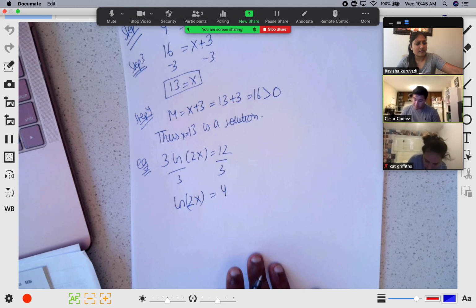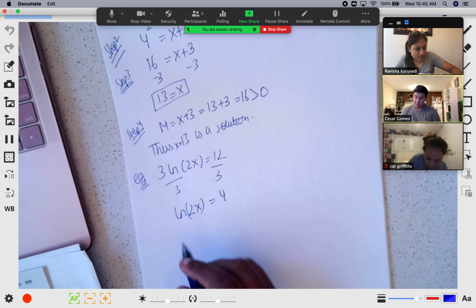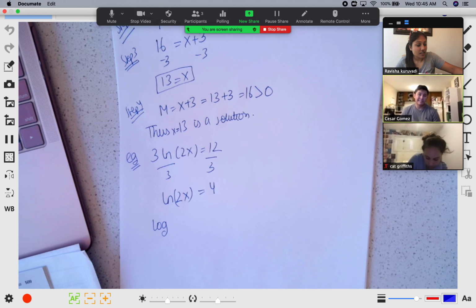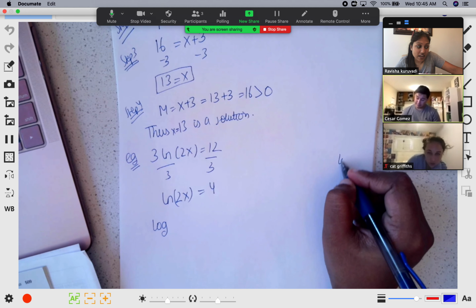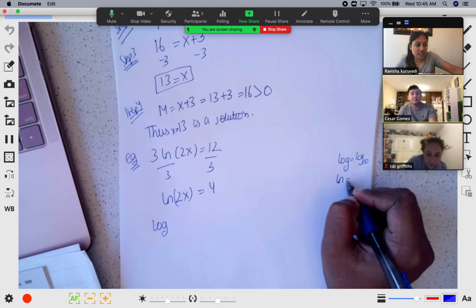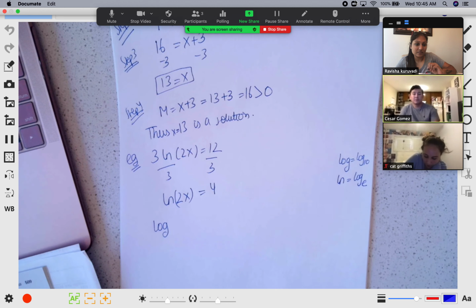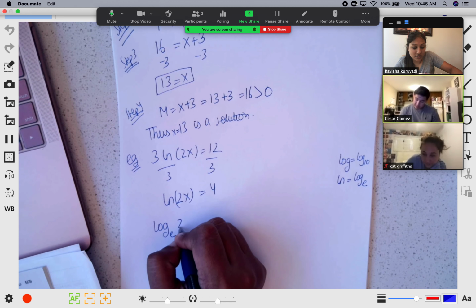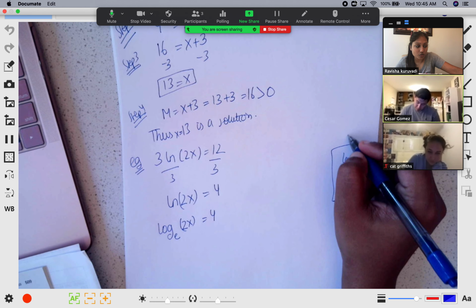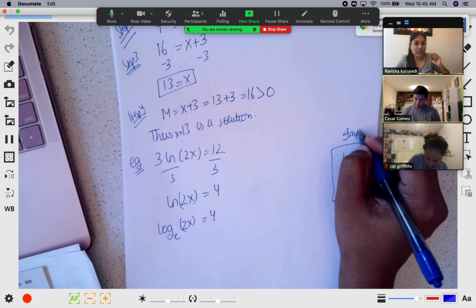What is ln? Log base what? In general, if I say just log, that is log base 10. When I say ln, it is log base e. So you get log base e of 2x is equal to 4. Very important, make sure you remember this. When it's just log, that means log to the base of 10. When it says ln, that means log base e.